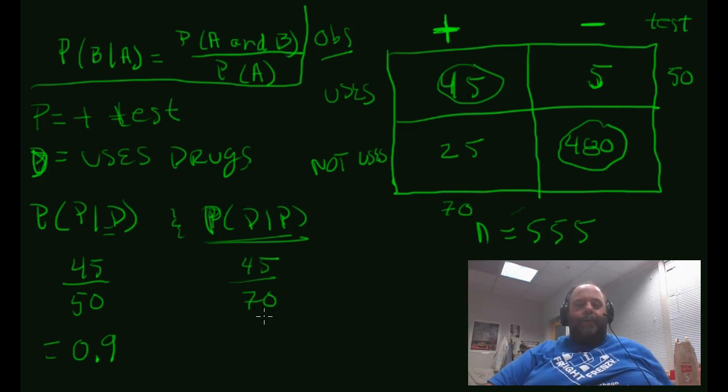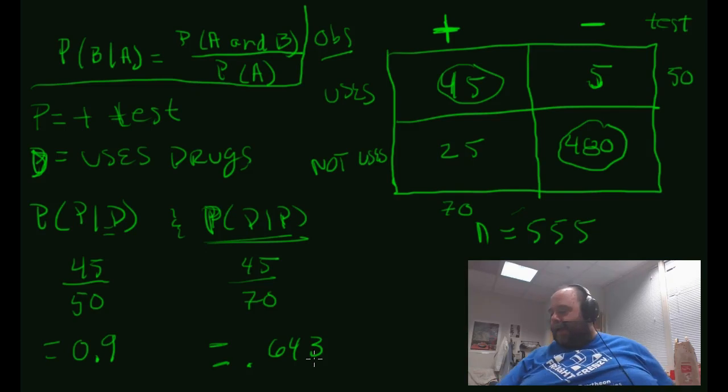So out of the 70 who came up positive, 45 were drug users. That means that we have a 0.643. That's not as good, right? So this means that 64.3% of the people who got a positive test were actually drug users. I think that's enough to question whether or not this is a good enough test.